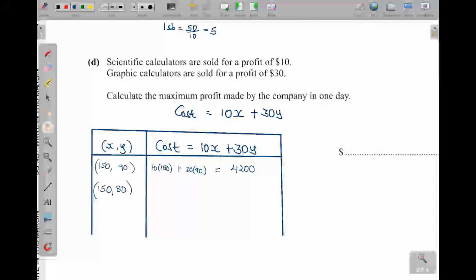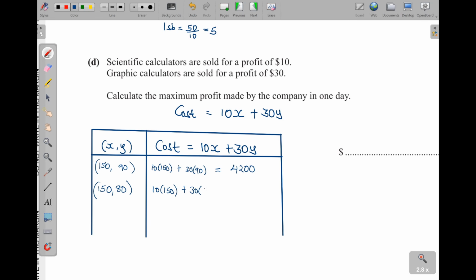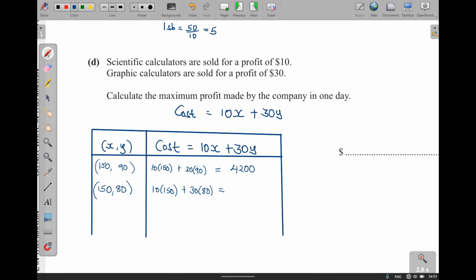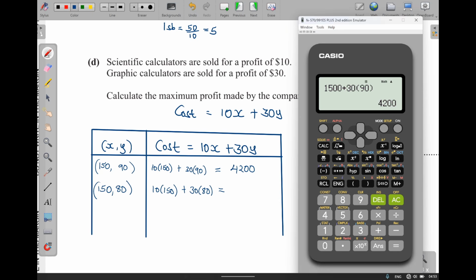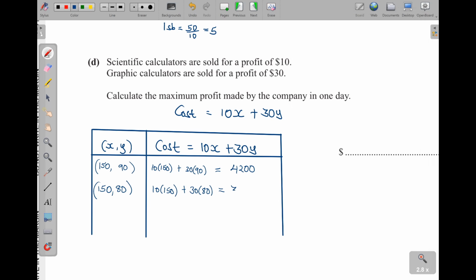So 150 and 80, what do we get? This is 10 times 150, that's also 1,500, then plus 30 times 80, which is 2,400. So we can now have, inside here, we just change and put 80. That is 39. Of course, it was expected to be lower because 80 is smaller than 90.